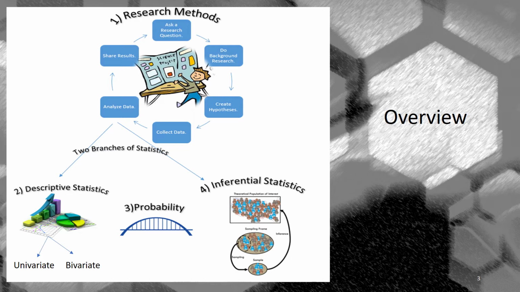Then we went over probability, and probability will help us in the upcoming phases about inferential statistics. And inferential statistics is about when we want to make inferences about our population of interest with our sample.